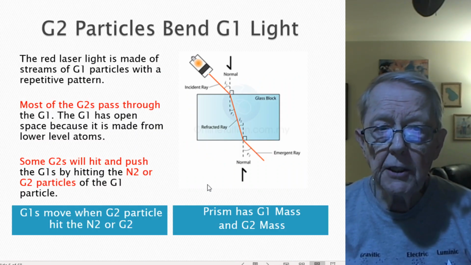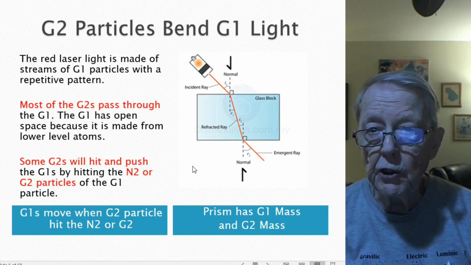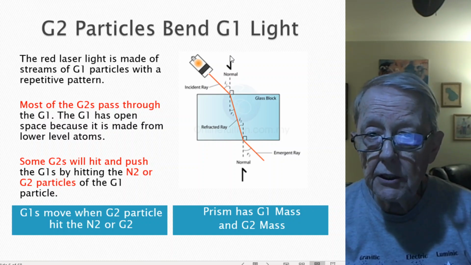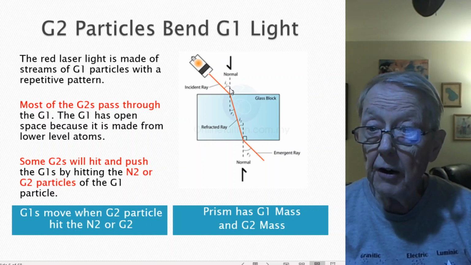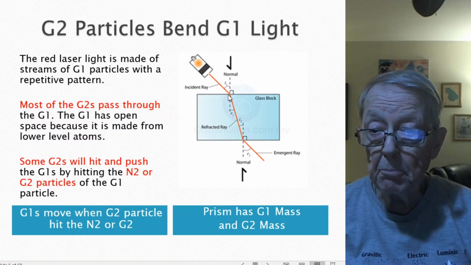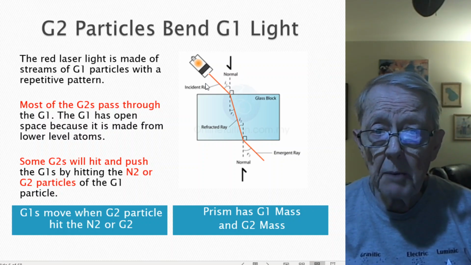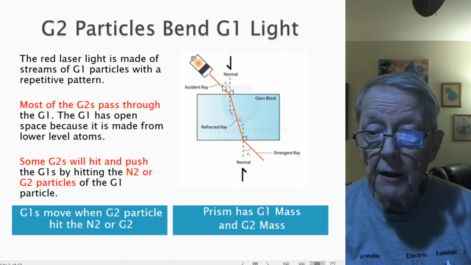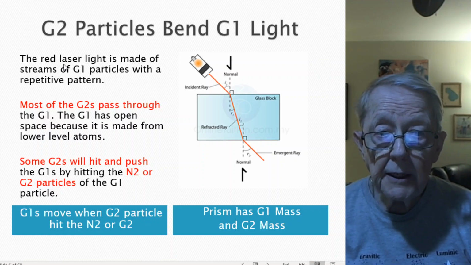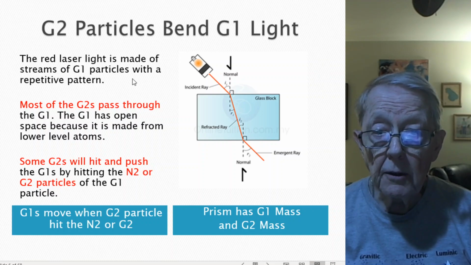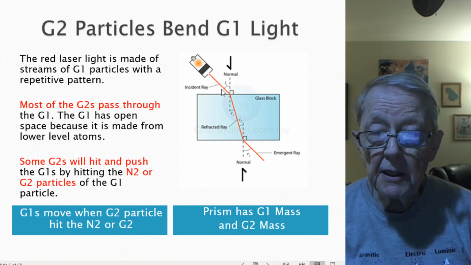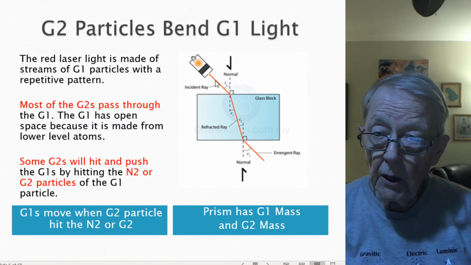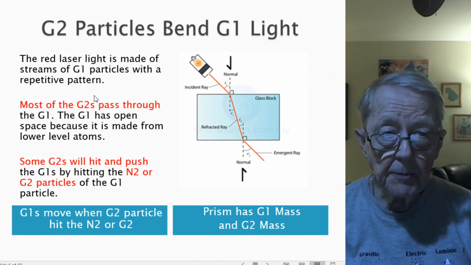Okay, so this is G2 particles that bend G1 light. This is a drawing I made a long time ago, the very first time, although it was a pencil sketch on paper. This is when I came up with the idea that there was another force faster than light that was bending this light. The red laser light is made up of streams of G1 particles, lots of this high intensity light, all with a repetitive pattern that matches the red light, like 700 nanometers.